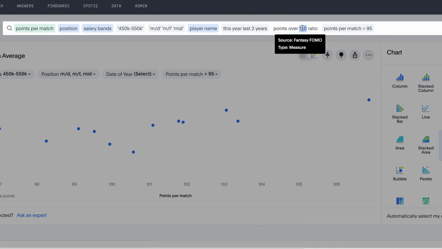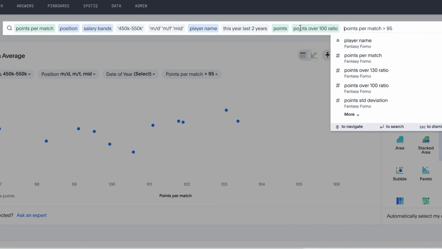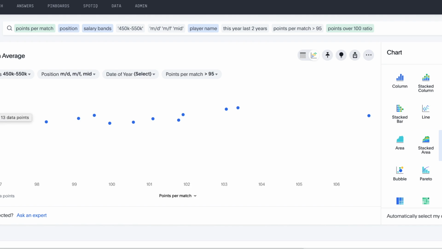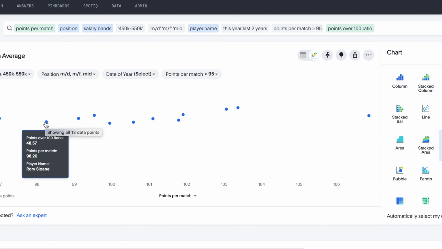But realistically, at this price bracket, let's have a look at matches over that 100-point barrier. So we're now looking at points per match versus the over-100 ratio. Now we can see again, Cripps is just a standout. On the other end of the spectrum, you've got Hugh McCluggage, Tim Taranto again, he's starting to show up, Rory Sloane. So this is getting quite interesting.